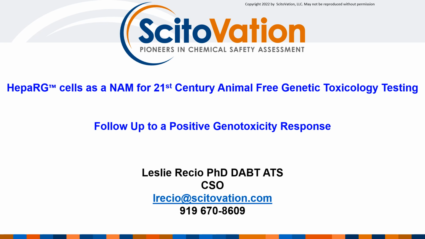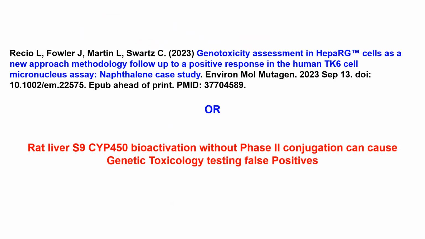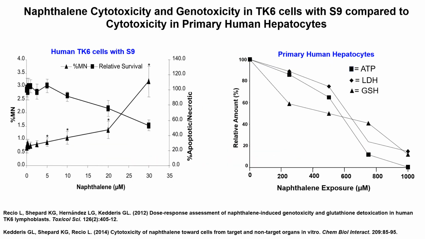Today I'll be talking about HepaRG cells as a new approach methodology for 21st century animal-free genetic toxicology testing. I'll be illustrating this using a follow-up to a positive response that we observed with human TK6 cells using the compound naphthalene. The publication that just came out is shown here, genotoxicity assessment in HepaRG cells. Or the short title would be rat liver S9 P450 bioactivation without phase 2 conjugation can cause genetic toxicology testing false positives, and we believe this is the case with naphthalene.